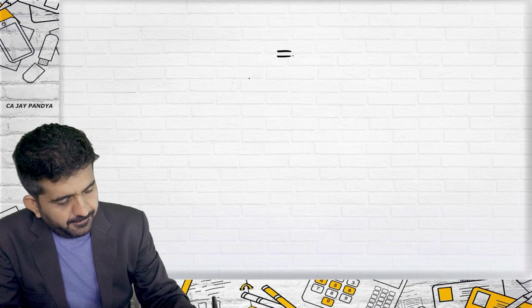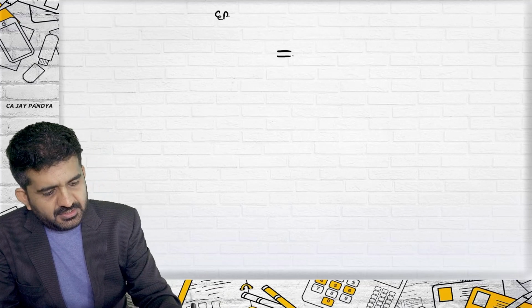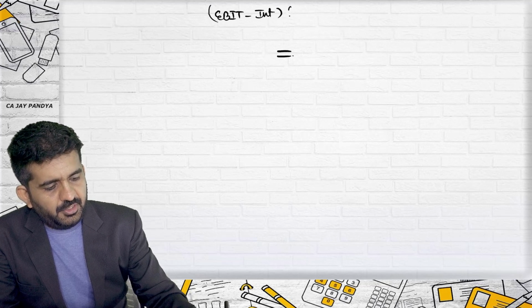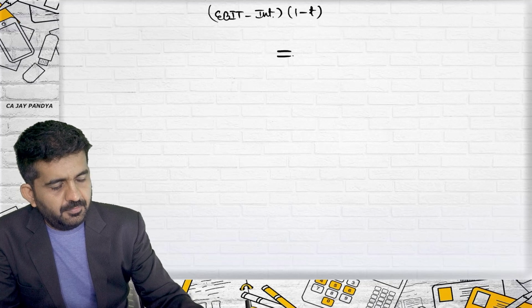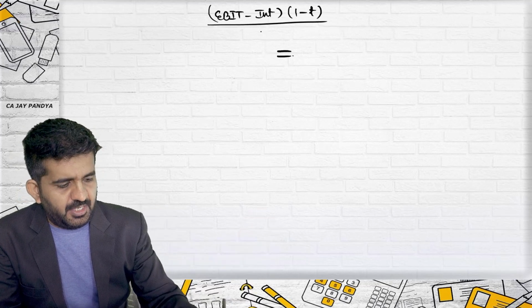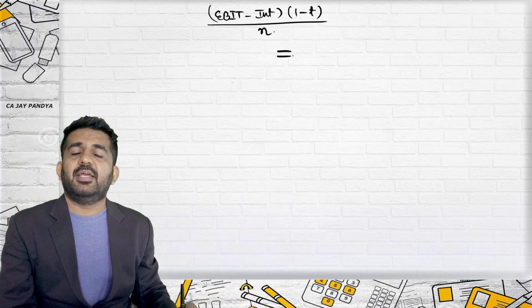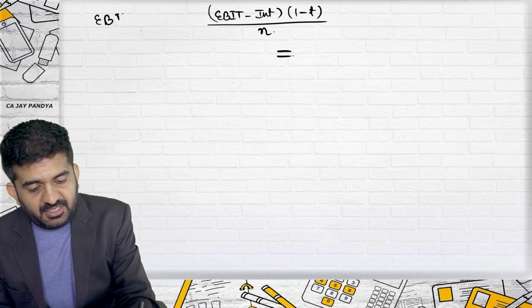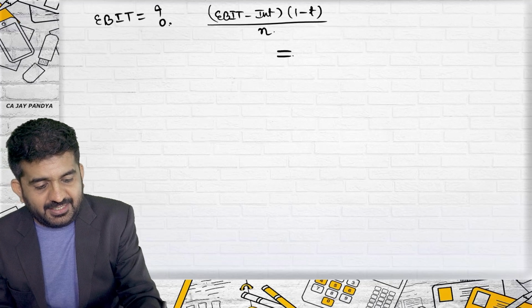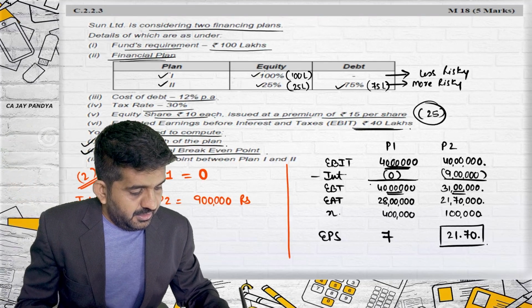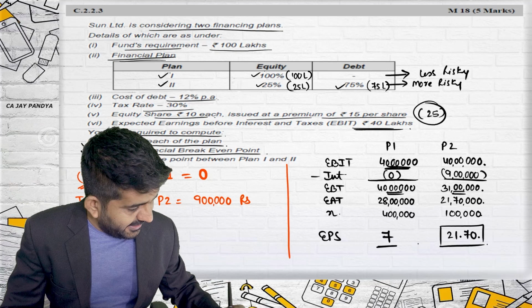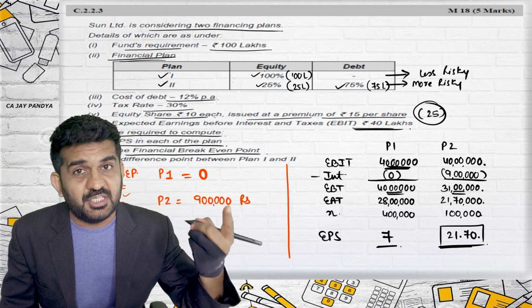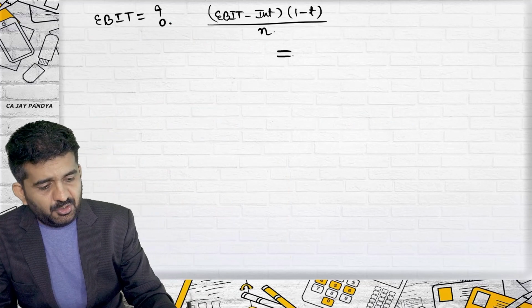How to find out EPS? EBIT minus interest into 1 minus t. There is no preference dividend, so in this formula I am not writing it. Divided by number of shares. Please concentrate. Now I need to find out EBIT. I cannot take this EBIT. This is not the level of EBIT at which EPS is equal. I want the level of EBIT at which EPS is equal. So I need to find out EBIT.